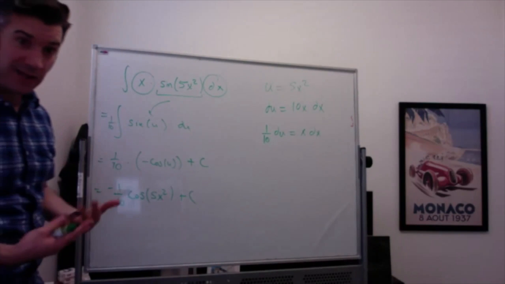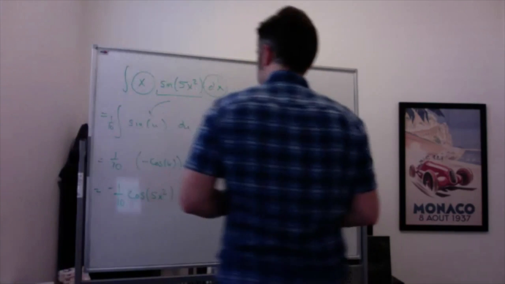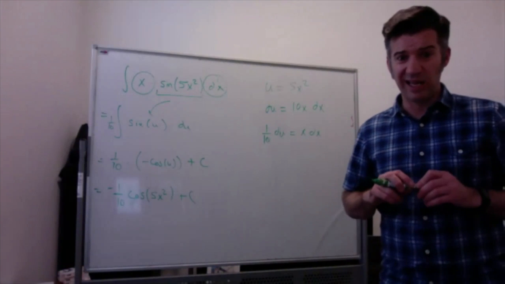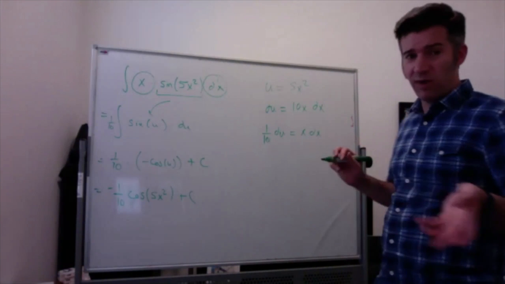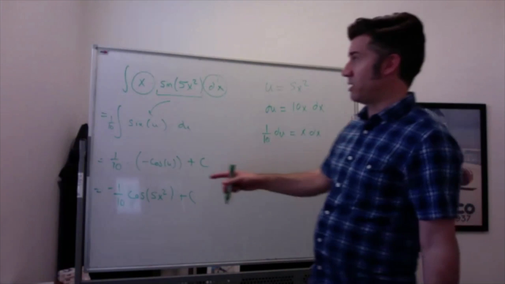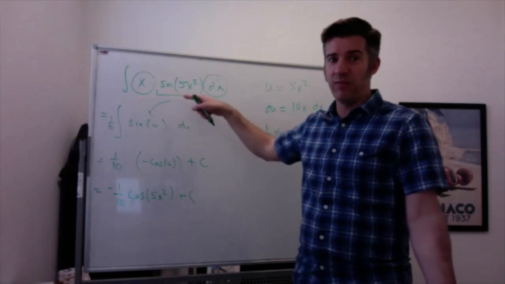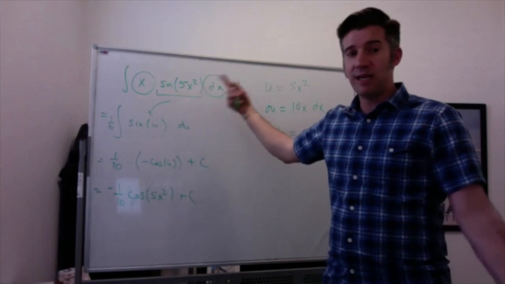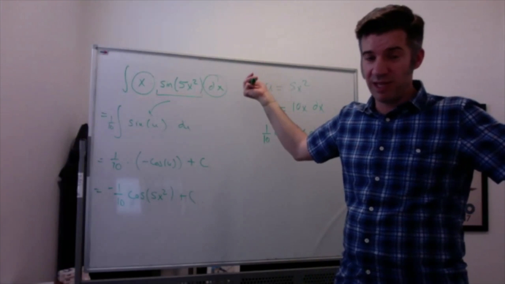Definitely not an integration by parts problem. Another way to see it's not integration by parts is that if you were going to try doing integration by parts, you would be wanting to let u equal x, and then your dv would be sine of 5x squared, and sine of 5x squared can't be integrated, not on its own.